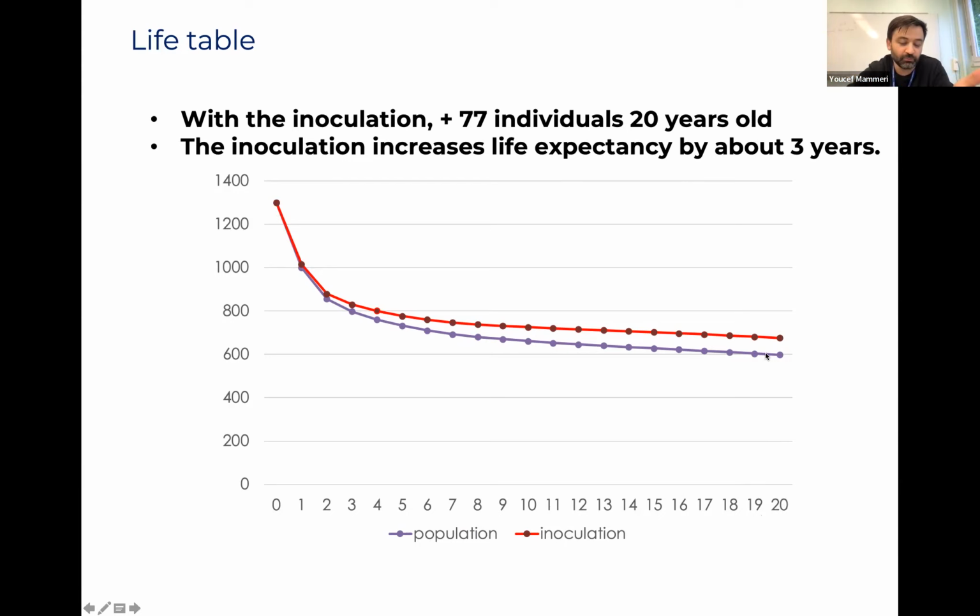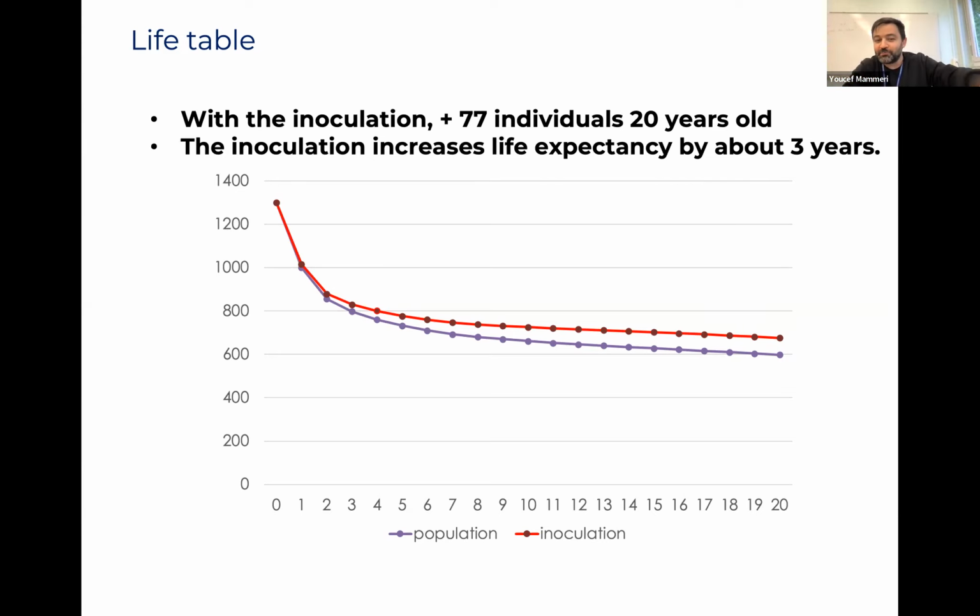And the other thing that cannot be seen in this plot: if I continue my curve till the death of the people, you will see that the inoculation also increases the life expectancy by 3 years. Okay, so this is just a mathematical model, but the mathematical model is important to say inoculation is good, because you have more individuals and the life expectancy is bigger.